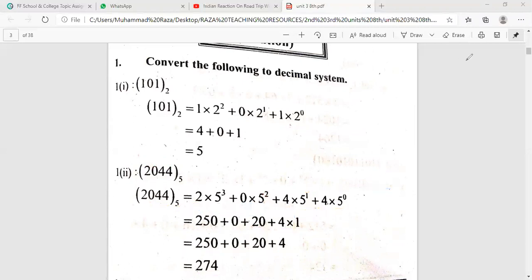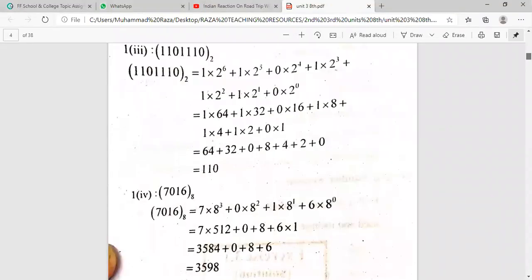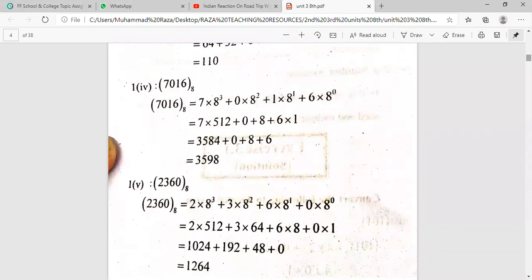Now we come to the next question. Now this is the fourth part. Here again we have 7016. So on this 6 we write power 0. On this 1 we write power 1. On this 0 we write power 2. On 7 we write power 3.